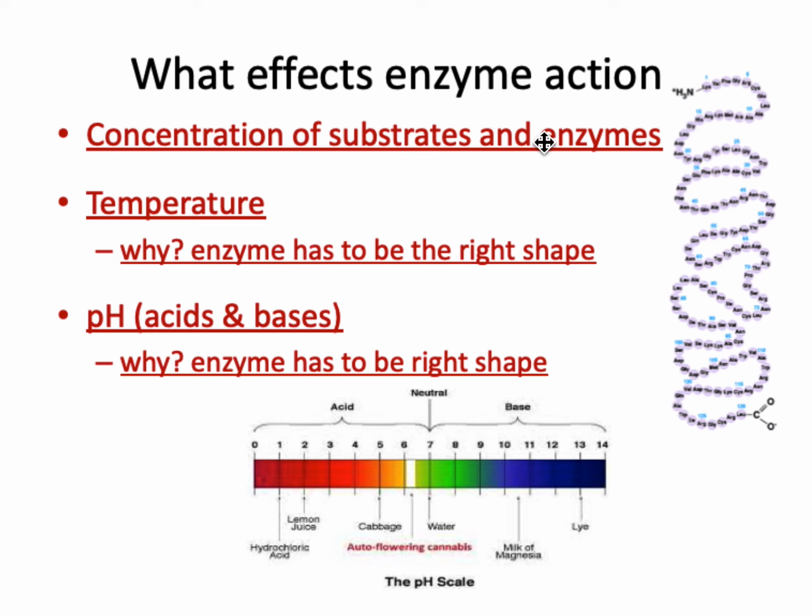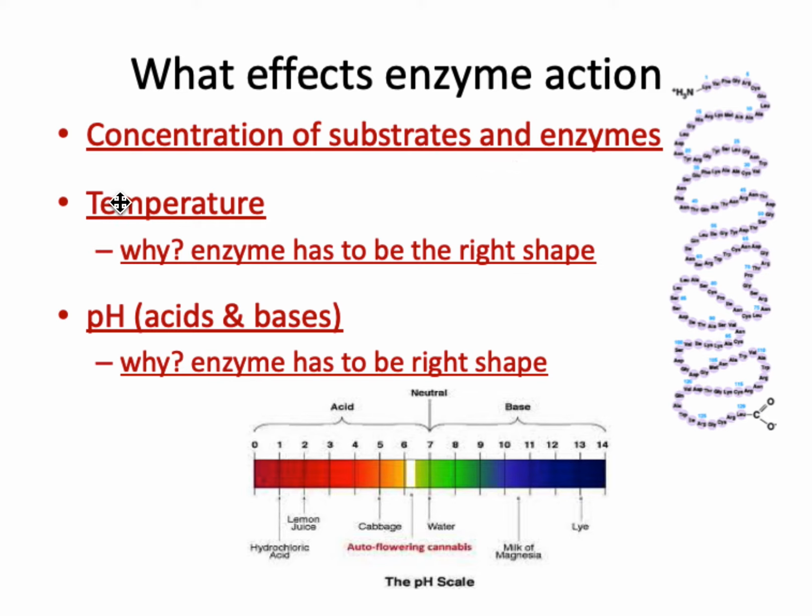If I have more enzymes, obviously the rate of the enzyme action is going to be a little bit higher because it's easier for those enzymes to find the substrates. Likewise, if I have more substrates, it's easier to find the enzymes, so my reaction rate is a lot higher.